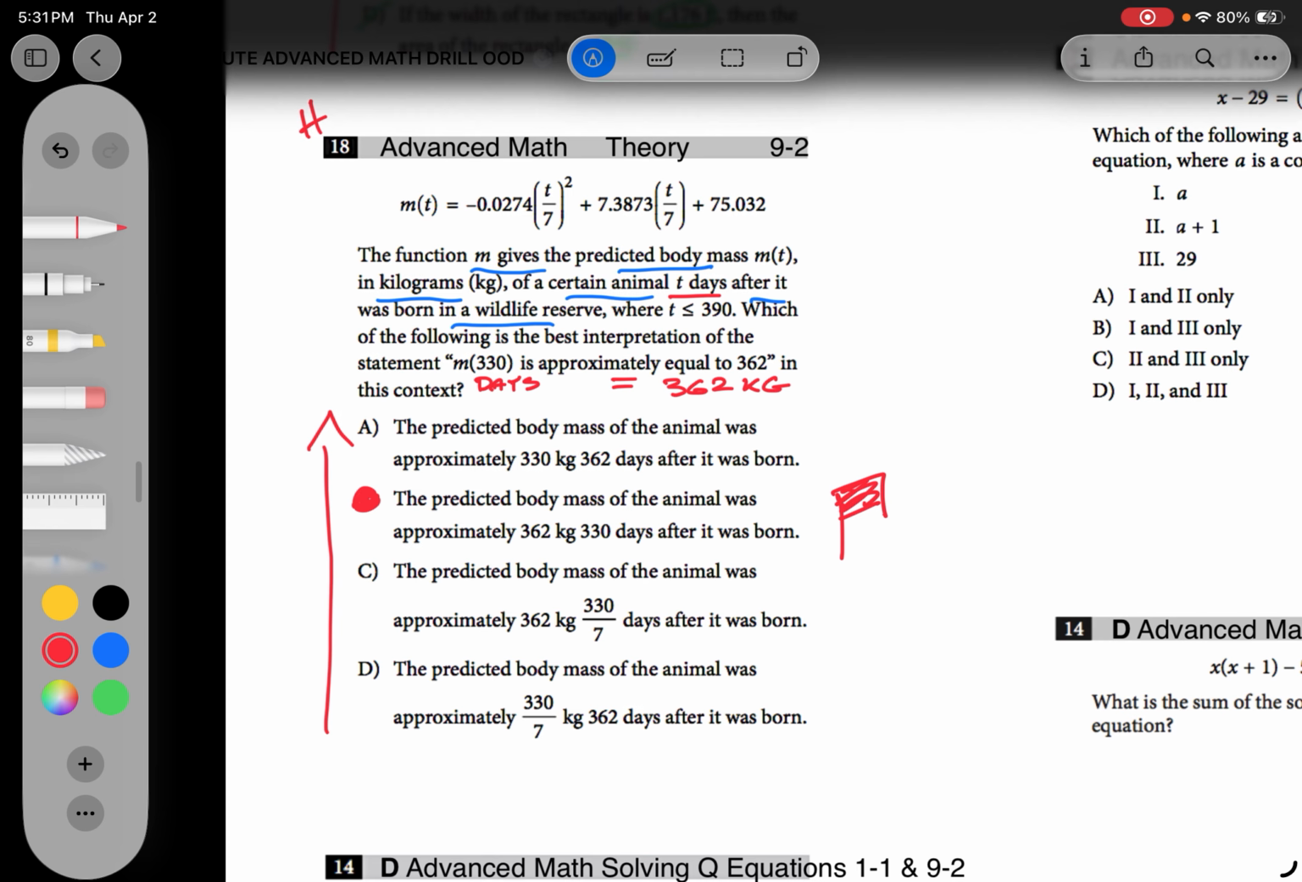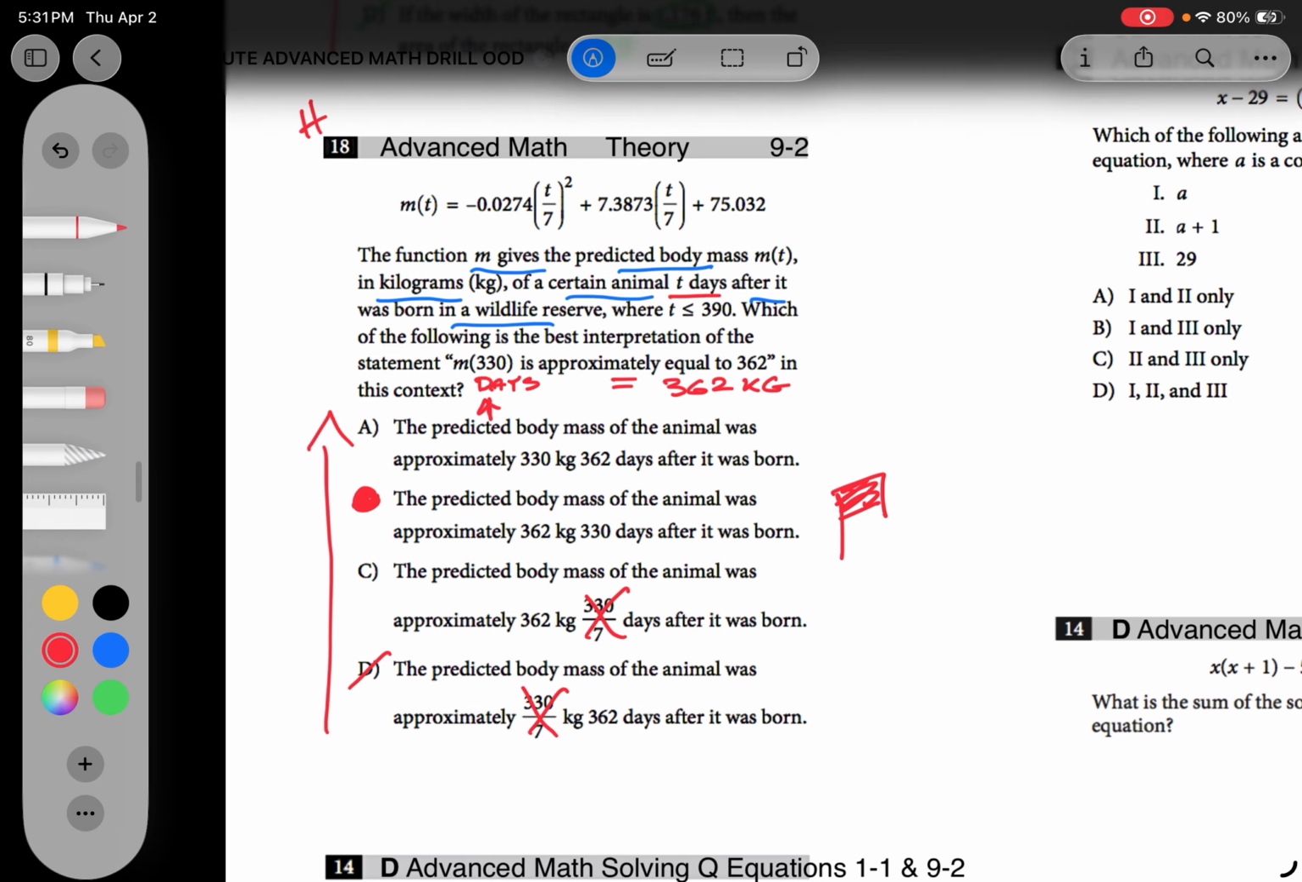Is it D? The predicted body mass of the animal was approximately 330 over 7. What is that? No, it's 362, so D is out. C, the predicted body mass of the animal is approximately 362 kilograms. Yes. 330 over 7 days? What? They didn't tell me up here to plug in 330 over 7. Forget that noise. It does not work.